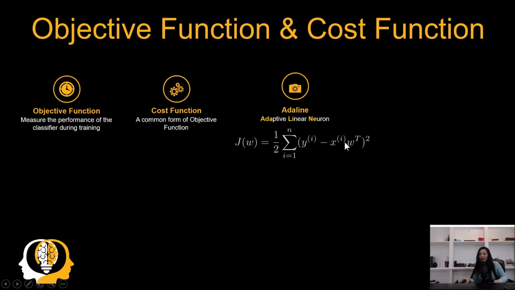When you see i here, it means the i-th data point. We take the true class of data point i, subtract the net input of data point i, which is a dot product between two vectors x and w. Watch my other videos about data representations and the dot product. And we're going to square the difference, sum them all up, and divide the sum by 2. The division by 2 here is just for convenience.